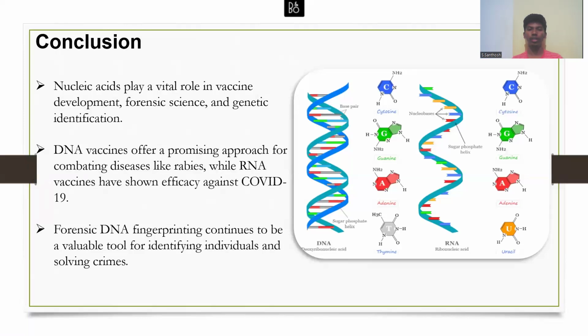That is, the DNA vaccine for rabies virus, and the RNA vaccine for COVID-19 virus. And forensic DNA fingerprinting is helpful in solving the issues we saw before, that is, issues of paternity and maternity, and finding out criminals or victims of a certain case, that is, criminal cases and all those things.